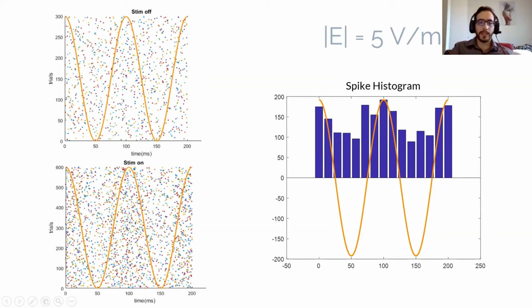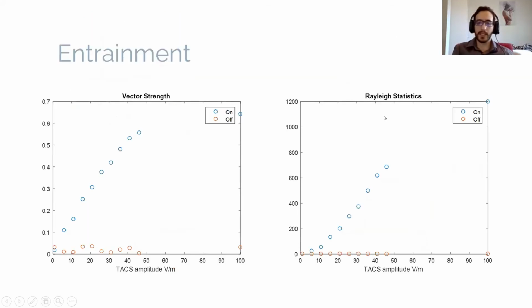And we see when the stimulation is off, we have some random spiking, but after stimulation is on, we see more dense spiking activity during the peak of the stimulation and less activity during the trough of the stimulation. And if we average everything together, we'll see a histogram that nicely represents the entrainment, that we see more activity that is time locked to the peak of the tACS.